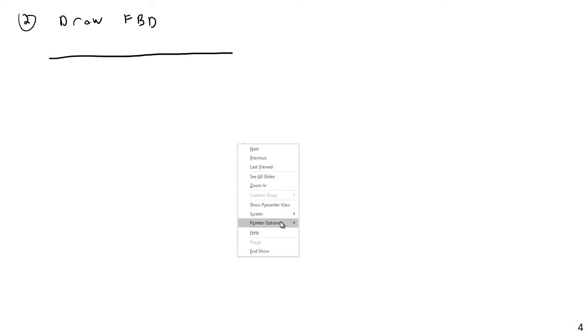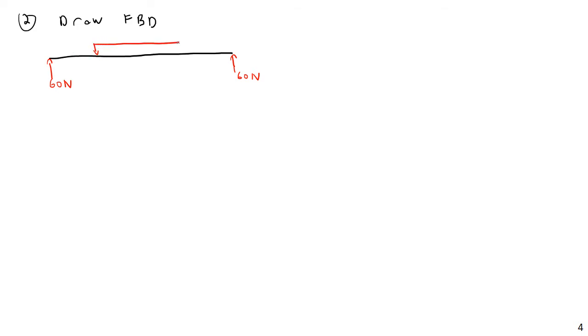Now, let us consider the free body diagram. I'm not going to draw any of the pin and roller reactions. Instead, I'm just going to show the relevant forces. So I have a 60 Newton force here, and a 60 Newton force here. Then I have a 20 newton per meter force here, distributed across the middle. I keep saying kilonewton, but it is 20 Newton per meter.